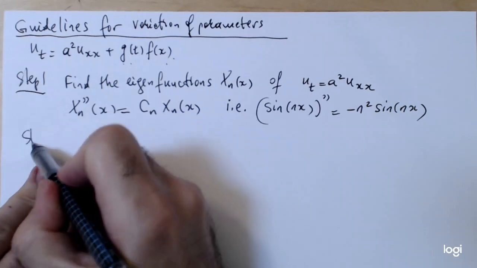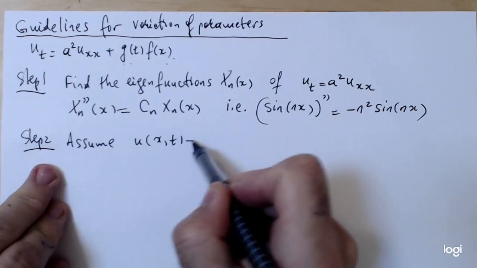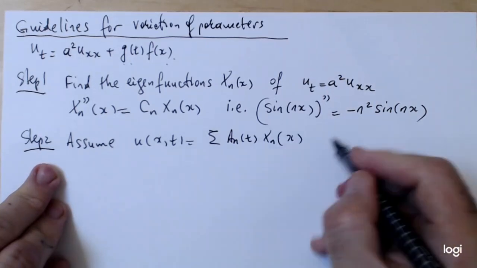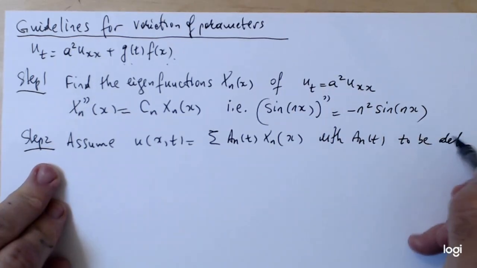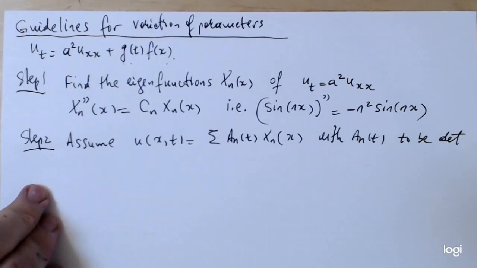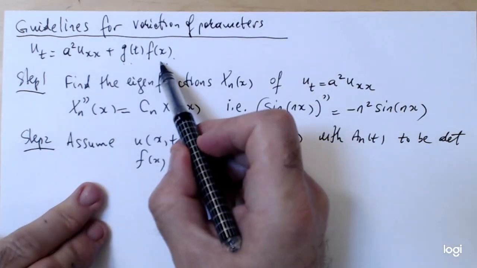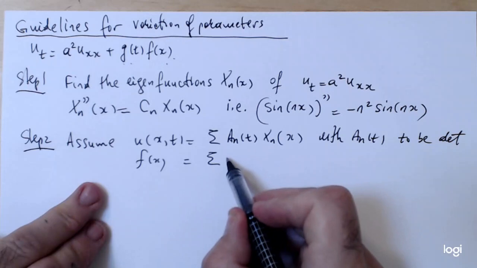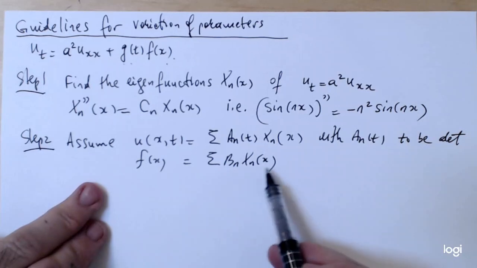Then, in the second step, you're going to assume that the solution is going to be in the form of a summation of these eigenfunctions, with an of t to be determined. Second step, you're going to write f of x, which is this part of the non-homogeneous term, in the format of the same series. So let's say f of x is bn times Xn of x. So some series representation in terms of the same eigenfunctions.